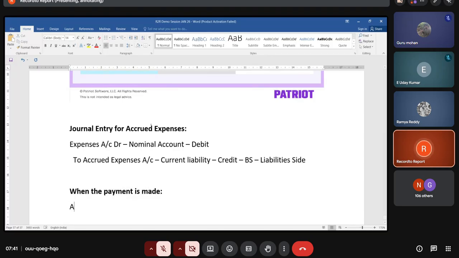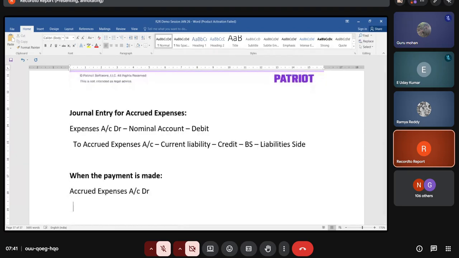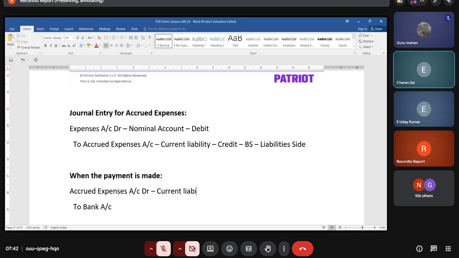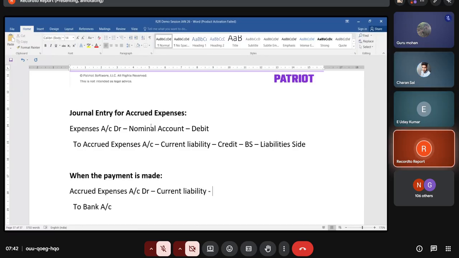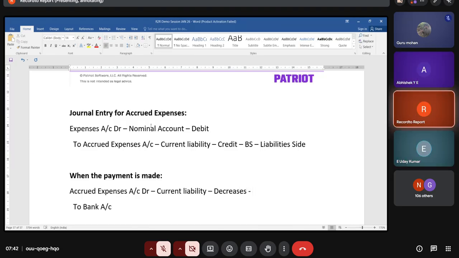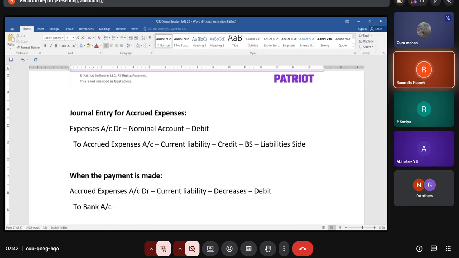When the payment is made, the journal entry will be accrued expenses account debit to bank account. Here, accrued expenses is which type of account? Current liability. When the liability decreases, that means you paid the money. Will the liability increase or decrease? Decreases. Do we debit or credit? Debit. And bank account is an asset account. When the balance is decreased, we need to credit that.